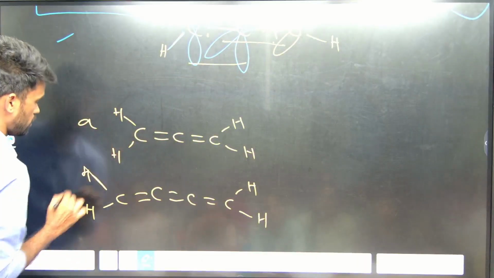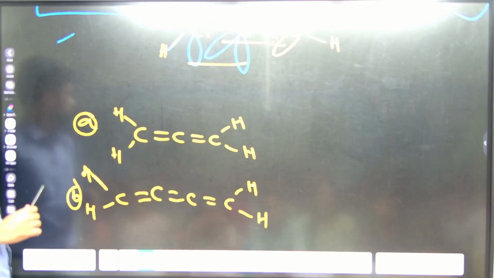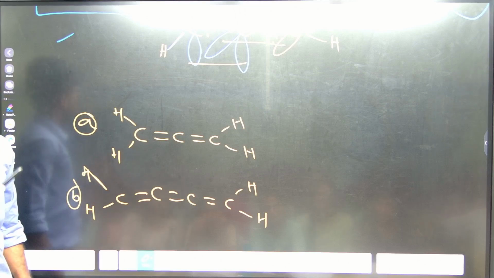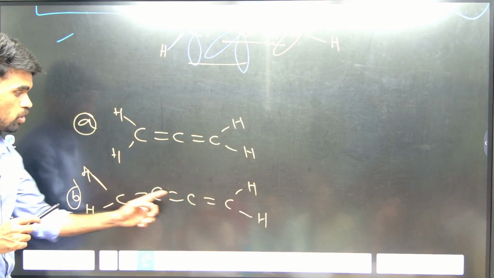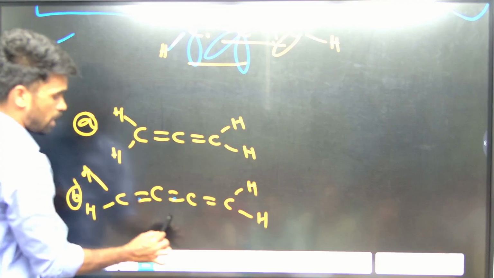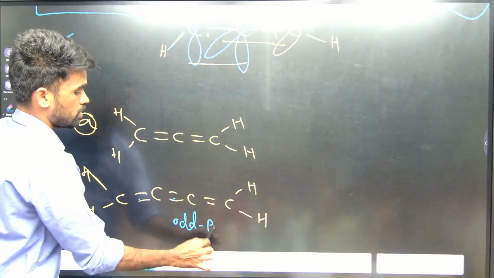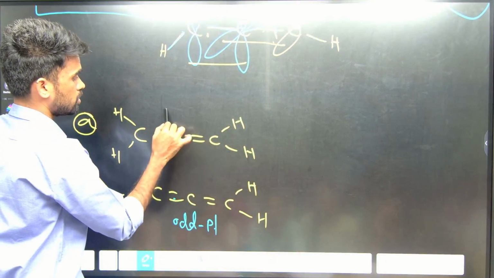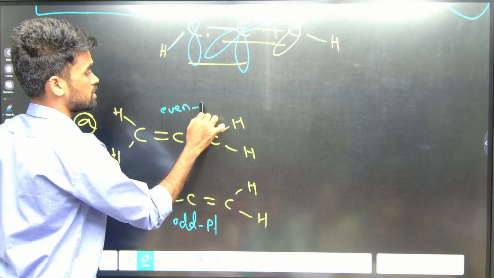A, B. Tell me, which of the following is planar? Just count the number of pi bonds, that's it. If odd, planar. If even, not planar. Everyone got this? Yes, sir.